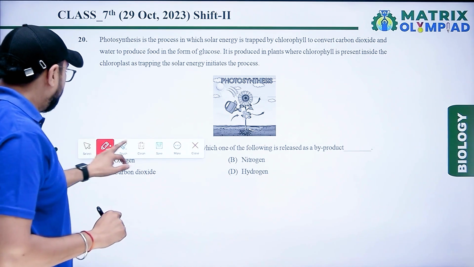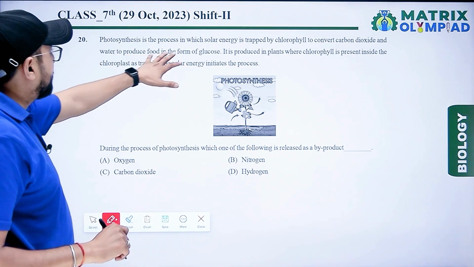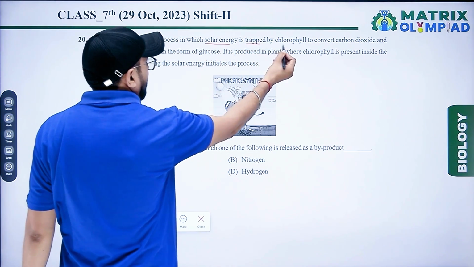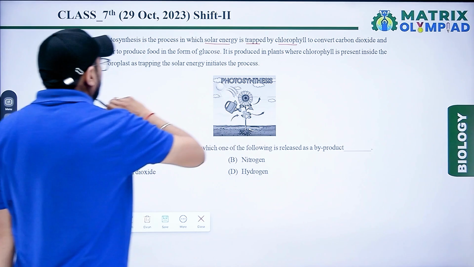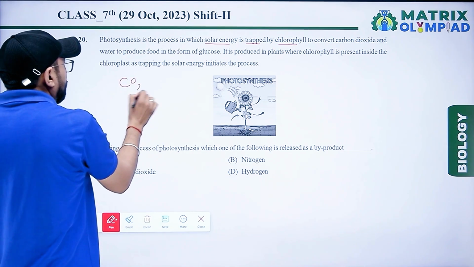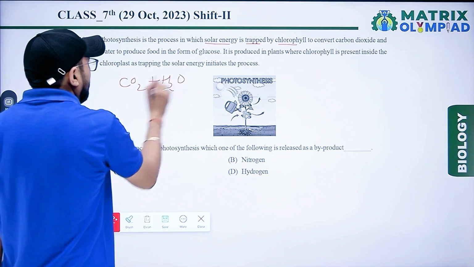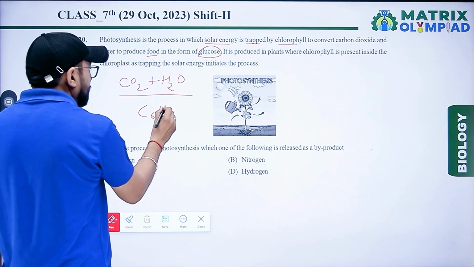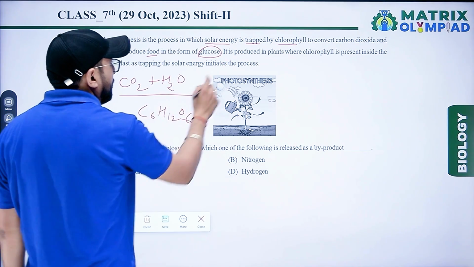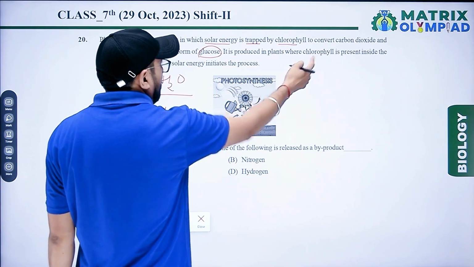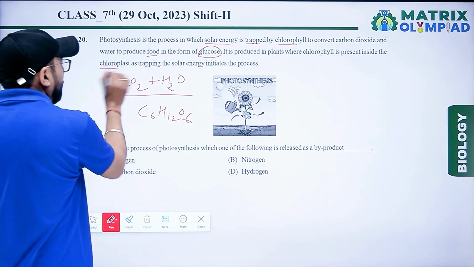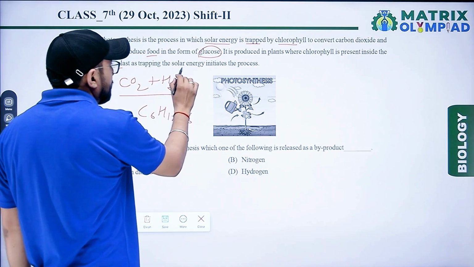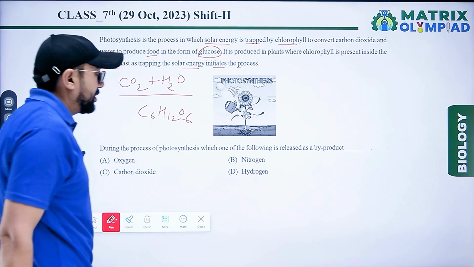Photosynthesis, an autotrophic process, is the process in which solar energy is trapped by chlorophyll to convert carbon dioxide and water into food to form glucose, C6H12O6. It is produced in plants where chlorophyll is present inside the chloroplast, stroma and grana. Trapping the solar energy initiates the process.